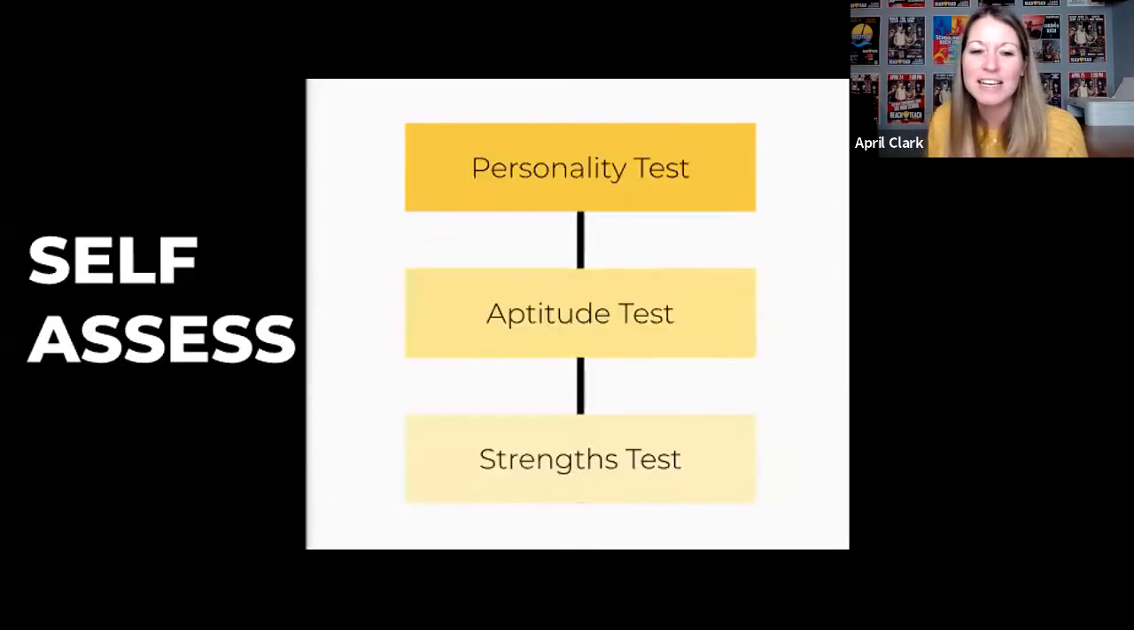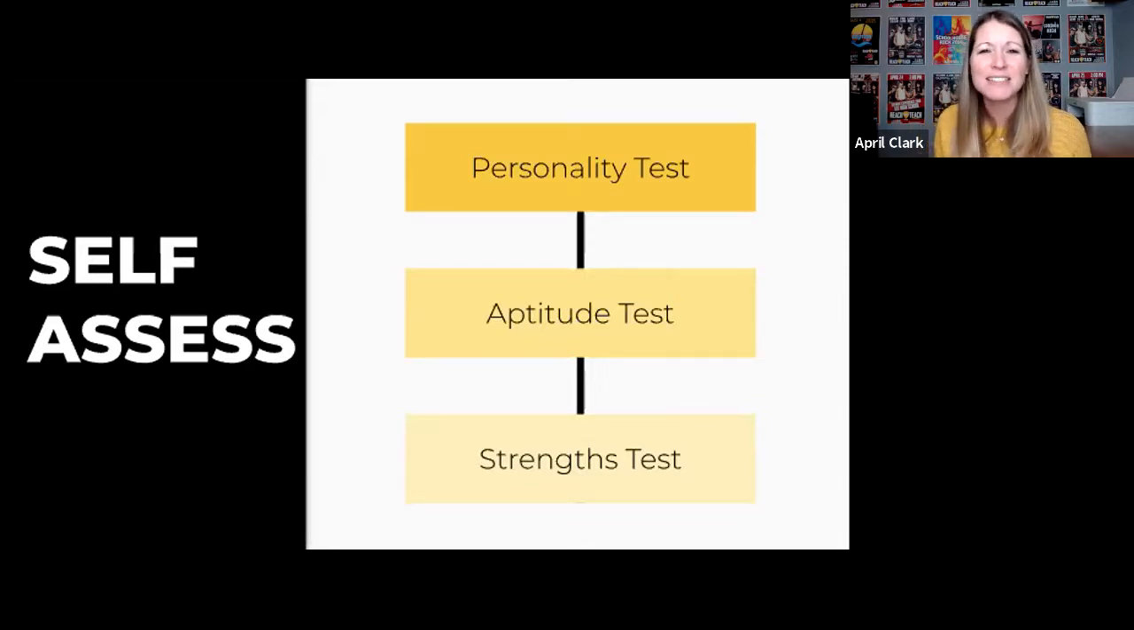All right, so the first thing is self-assessment. We want to help students assess their own skills and talents. Some different ways to do that are through personality tests, aptitude tests, or strengths tests. There are all kinds of resources out there that are available for students to use online and for you to use in your own classrooms. Many of them are free. The most popular personality test that you probably think of is the Myers-Briggs personality test. There are lots of different versions of that available online. Many of them are free to utilize.